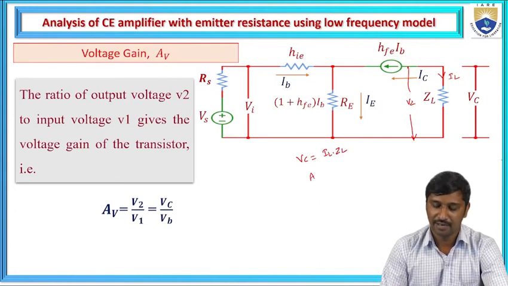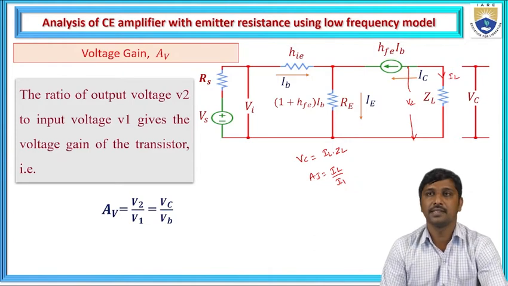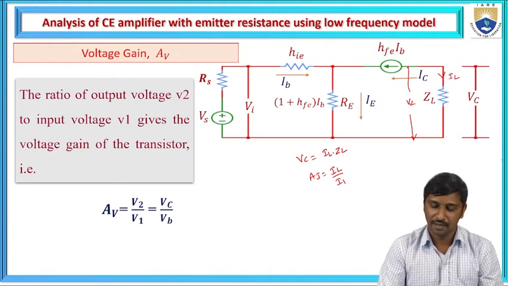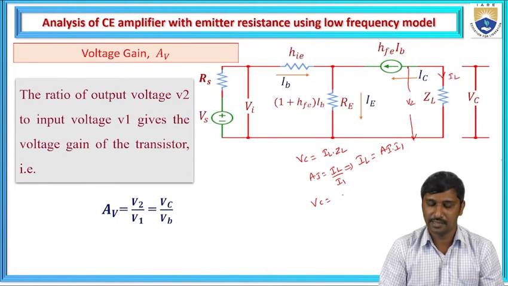From the current gain definition, AI is the ratio of the load output current to the input current, that is IL to I1. From this equation, IL is represented as AI times I1. Hence, VC is represented by replacing IL with this term, that is AI times I1 times ZL.